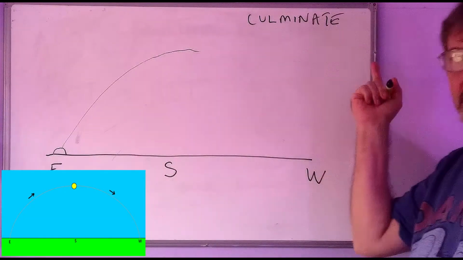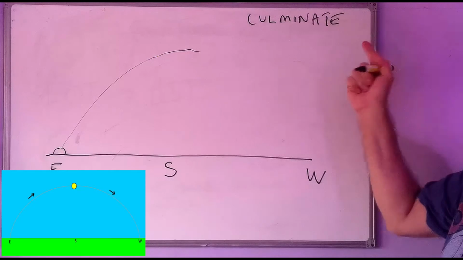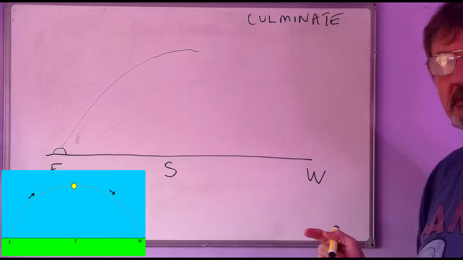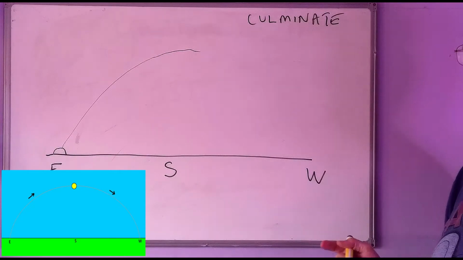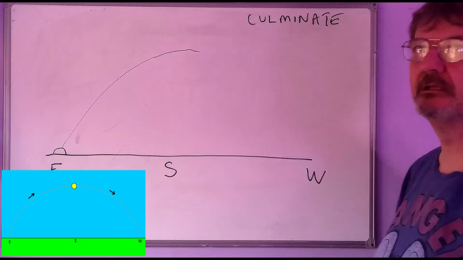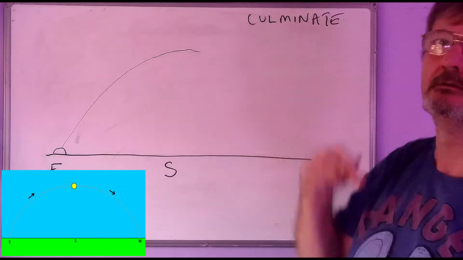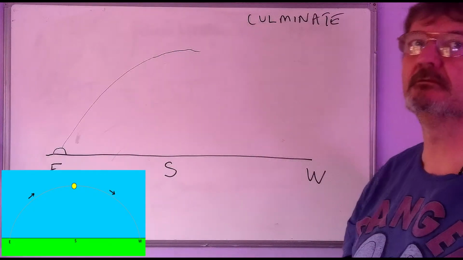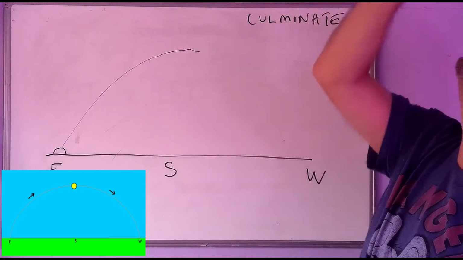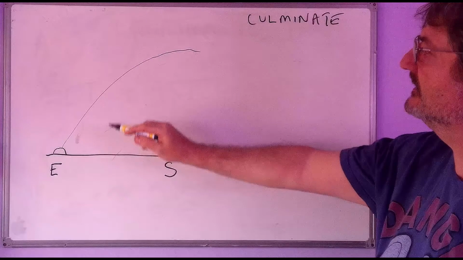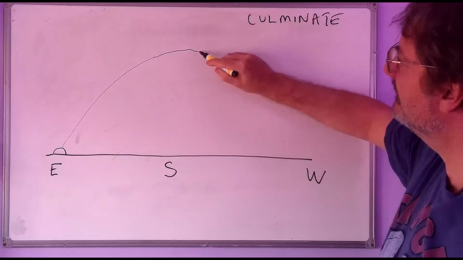This is a word that we'll be using a lot in GCSE astronomy. To culminate means to reach its highest point in the sky. Where I live in Middlesbrough, even in the middle of summer, the highest point in the sky is about there somewhere. If you live in the tropics, then it's possible for the sun to be at your zenith. But anyway, the sun reaches its highest point about midday.